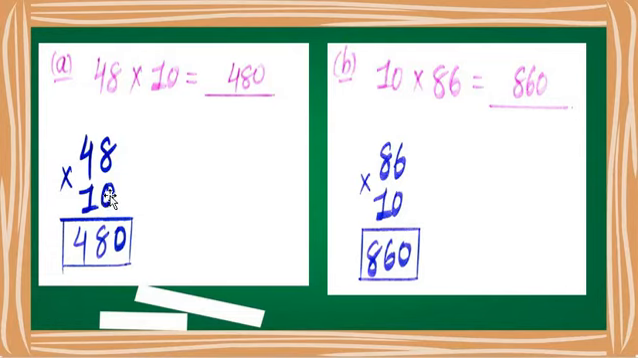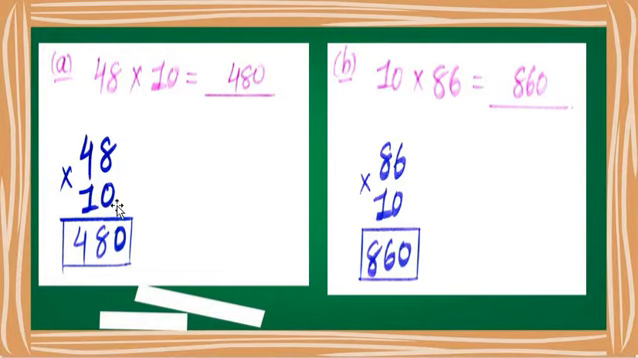So now 0 we put here, and then 1 multiply with 8 and multiply with 4. So 1 8s are 8, then 1 4s are 4. Understood? First of all, 48 multiply by 10, the 0 of 10 we put here the same, and then 1 multiply with 8, then 1 multiply with 4. Understood? Got my point, all students?